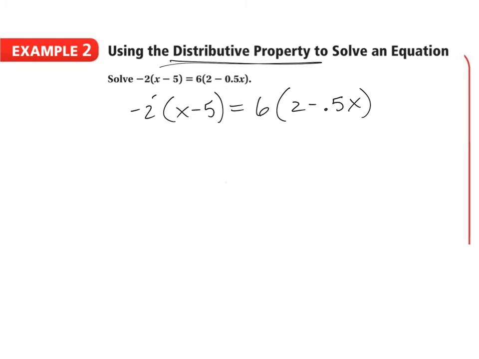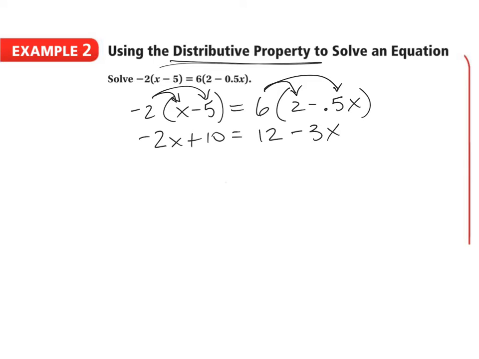All right, so we're going to distribute the 2, or multiply both terms inside the parentheses by 2, and then we're going to multiply both terms inside these parentheses by 6. So let's do that. We have negative 2x plus 10 is equal to 12 minus 6 times 0.5, which is the same as half of 6, which is 3. Okay, and now we've got x's on both sides.